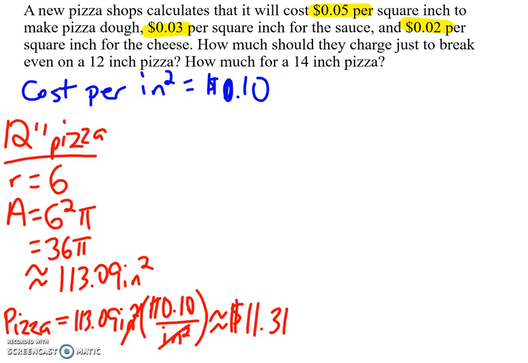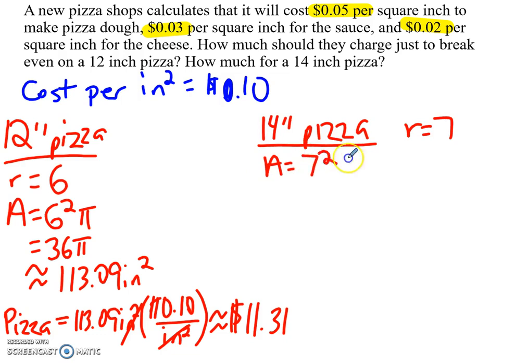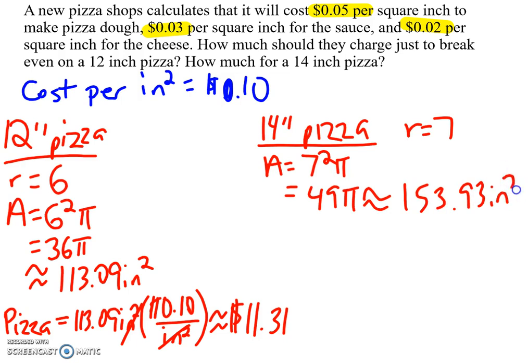So if I sell it for at least $11.31, I will at least break even, and that's the important thing. So I can use the same mentality to find the 14-inch pizza. Here I'm going to put my radius of 7. So I know that my area would be 7 squared pi. This is 49 pi, or approximately 153.93 square inches.